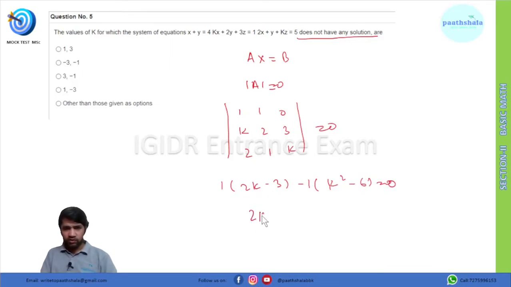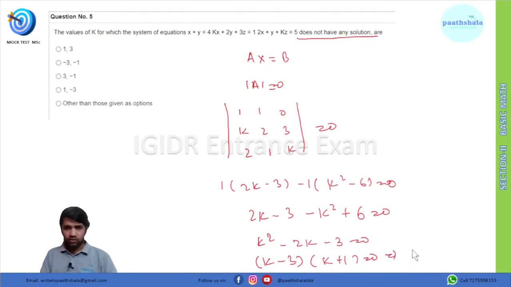Now when you solve it further, this is 2k minus 3 minus k square plus 6 equals 0. Now take minus common, so this will become k square minus 2k, and this will become minus 3 plus k, will be plus 3, and we have taken minus common, so this will be minus 3 equals 0. So when you solve it further, it will come out to be k minus 3 times k plus 1 equals 0. So from here we will get k equals 3 and minus 1. So option 3 is the right option.